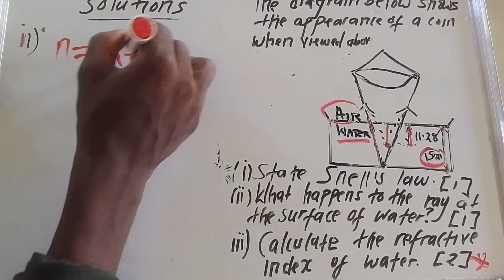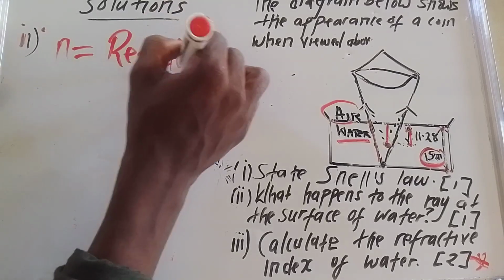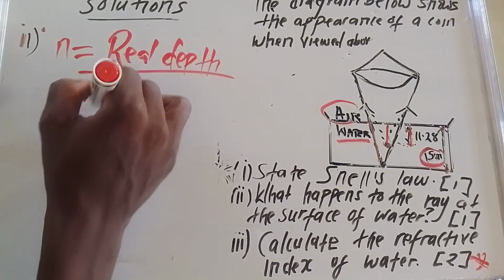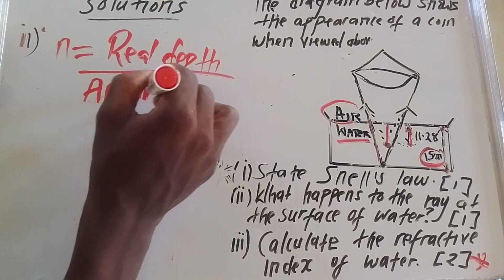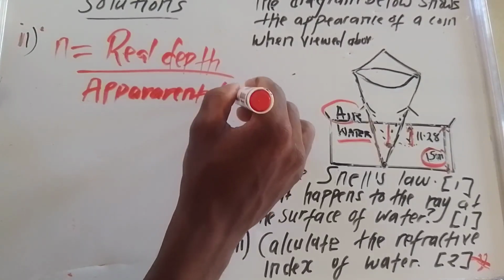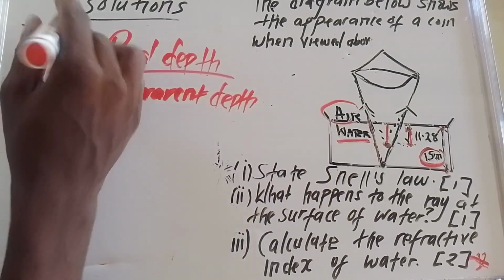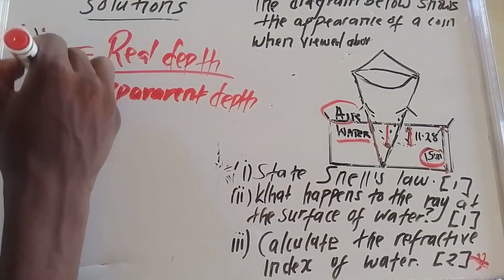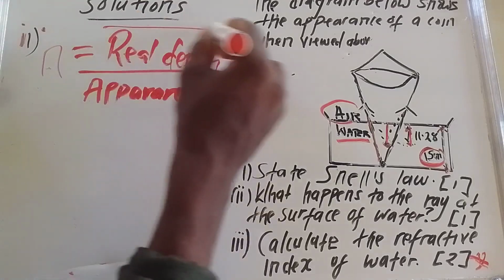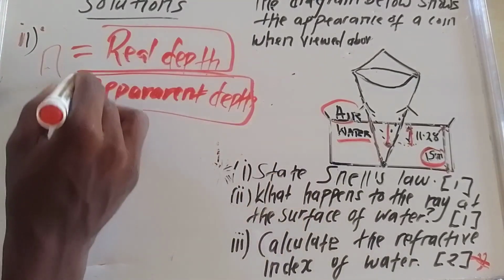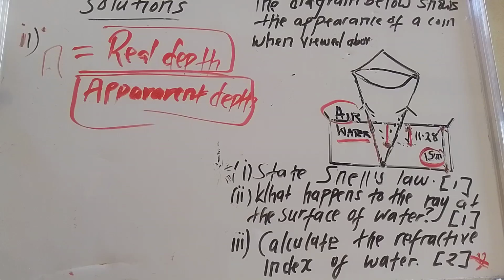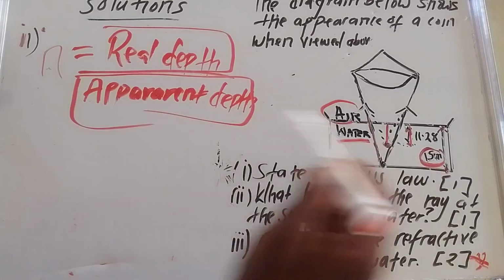The formula we normally use is this: real depth over apparent depth. The refractive index is always represented by the letter N. Now, what is this real depth and what is this apparent depth? We need to go back to our diagram. That's why I was telling you that you need to understand these 2 heights.